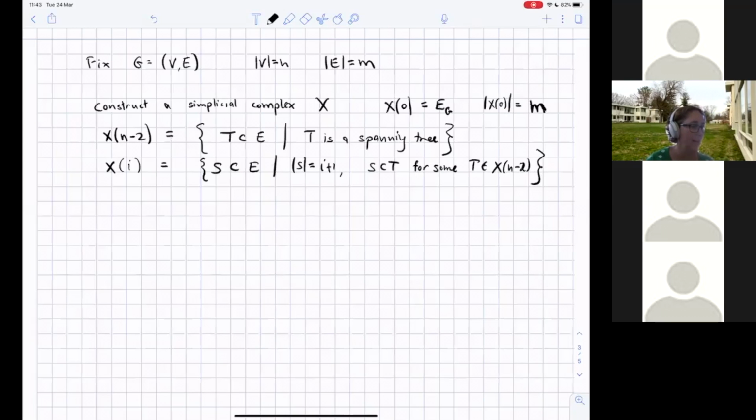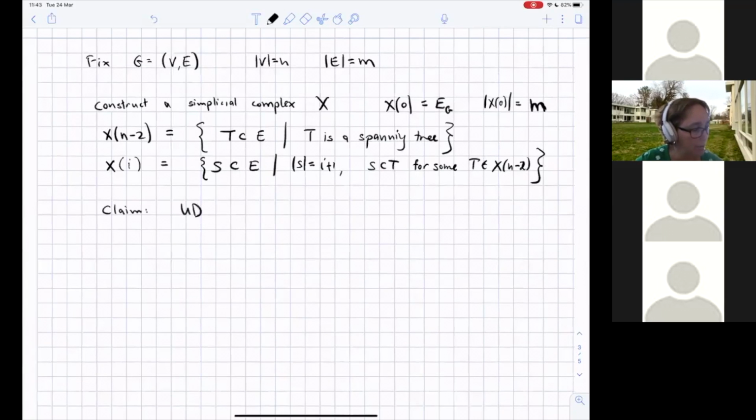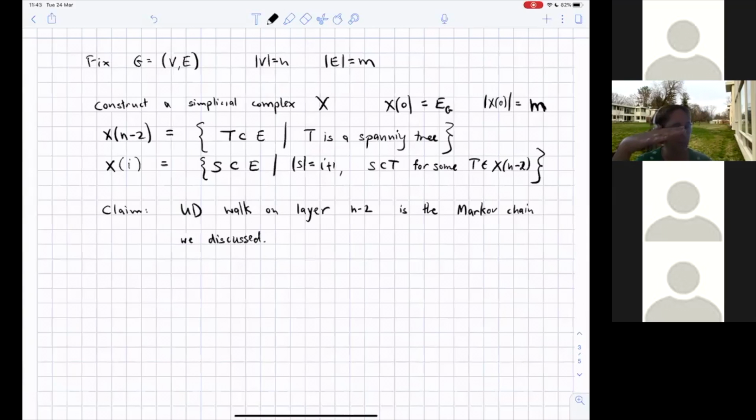That was very easy. And now we claim that the UD walk on the top layer, on layer n-2, is the Markov chain we discussed earlier. Right? You start with some element in the topmost layer. Okay, so it's a spanning tree. And then you don't think of it as a spanning tree, you think of it just as a set of edges, okay? A set of elements from your ground set.